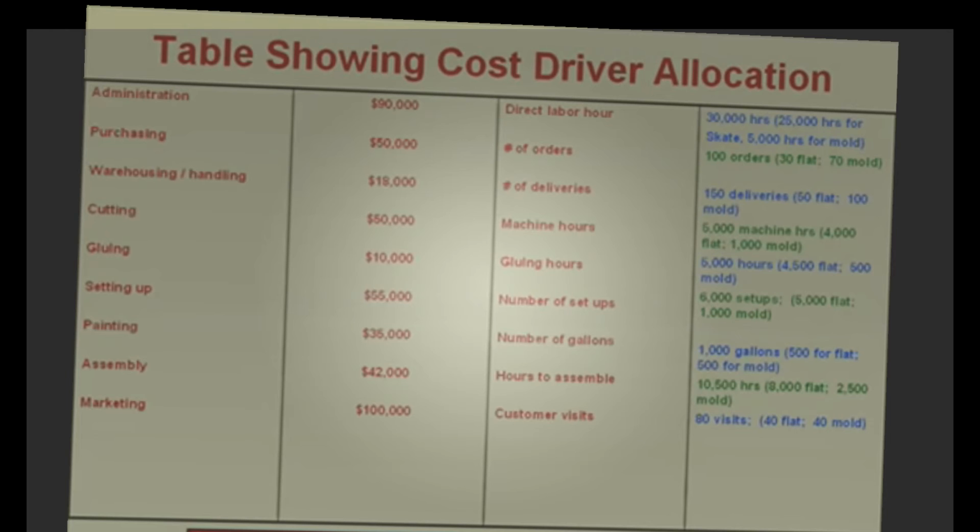Warehousing handling. Assume the cost driver was number of deliveries. So you go out there, talk to the warehousing people. You found out for the year there was 150 deliveries, 50 flat, and 100 for mold, and so on. So this information you just found out.